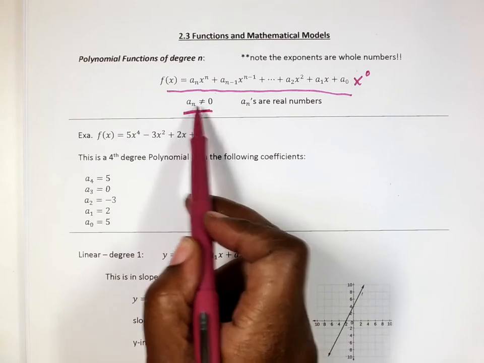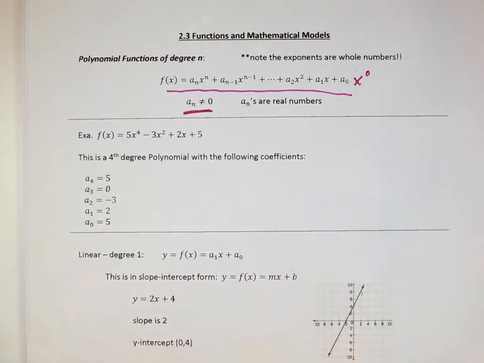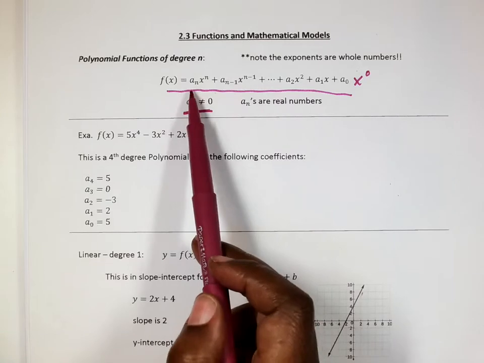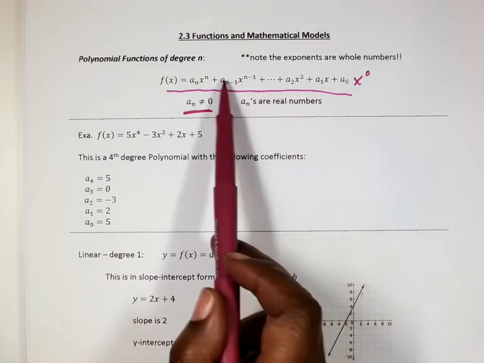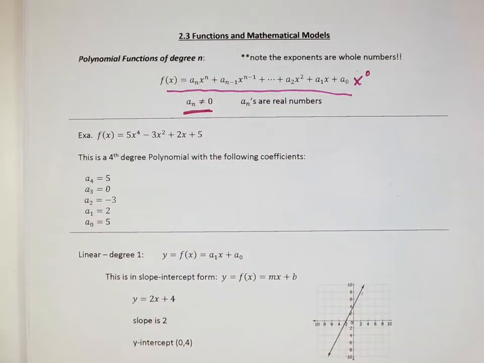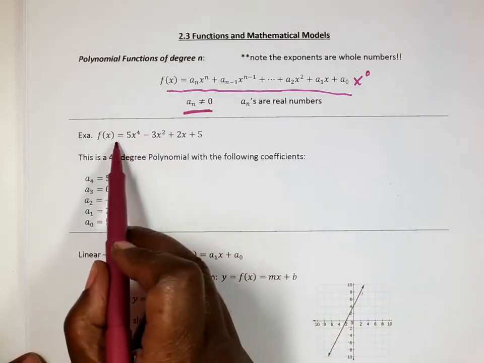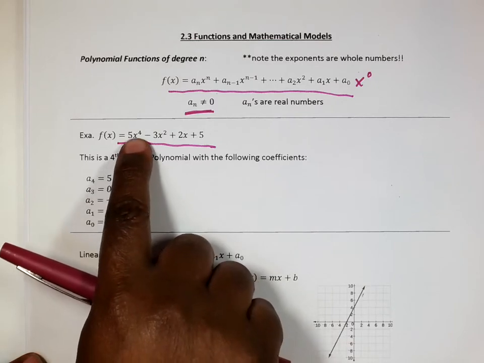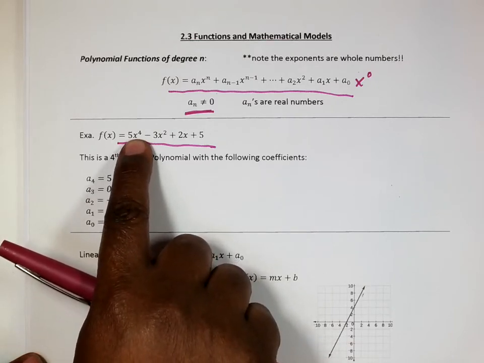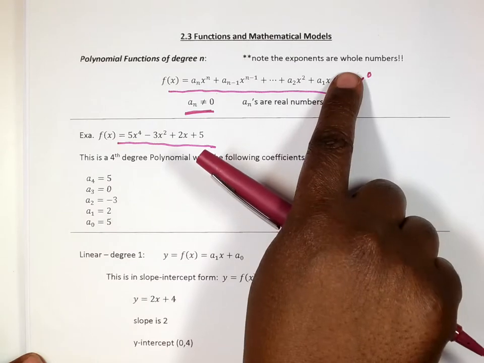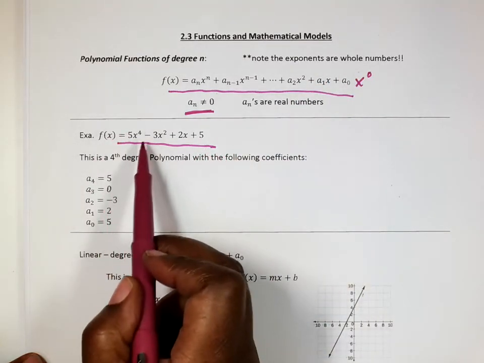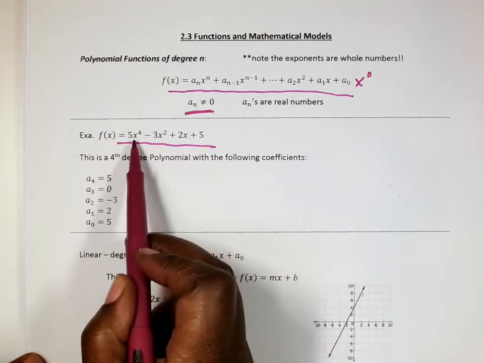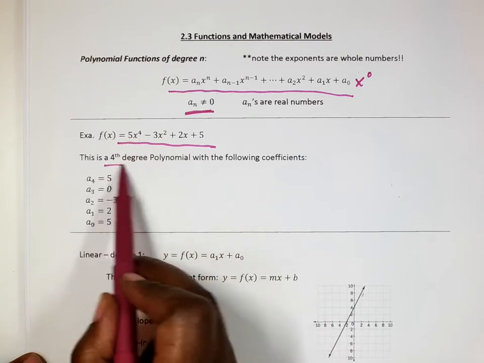The very first, the highest degree term, of course, can't be 0 or else that term wouldn't be there. All these coefficients are real numbers. And all of the exponents, if it's a polynomial, they have to be whole numbers. So here's an example. I have a polynomial, 5x to the 4th minus 3x squared plus 2x plus 5. If this was like x to the negative 4, it wouldn't be a polynomial because they have to be whole numbers. So the degree of this is the highest degree term, which is the 4th power. So it's a 4th degree polynomial.